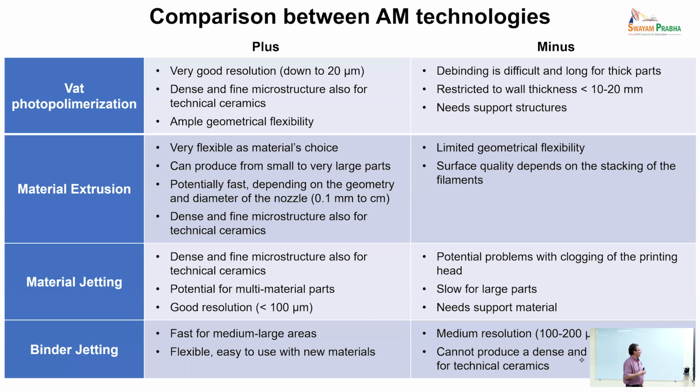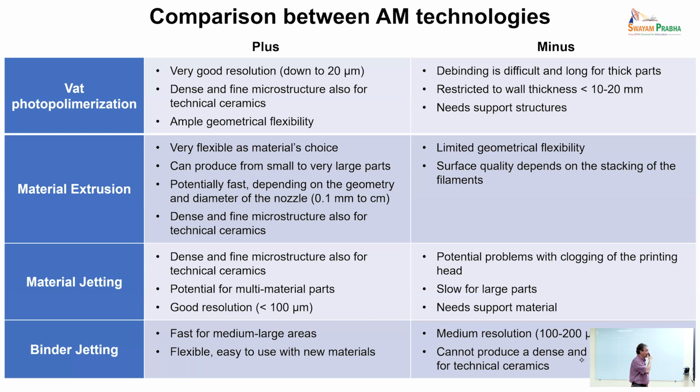In terms of issues, VAT photopolymerization has difficulties with the binder removal due to the large volume of organics and long time for thick parts. So you have a restricted wall thickness. Here it is written 10 to 20 millimeters, but basically 10 millimeters is kind of the limit that you can reach. And sometimes you need support structures for building complex structures, but it depends on the rheology, the viscosity of the system.